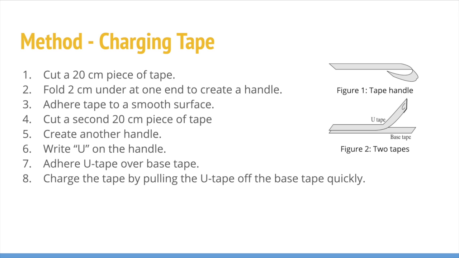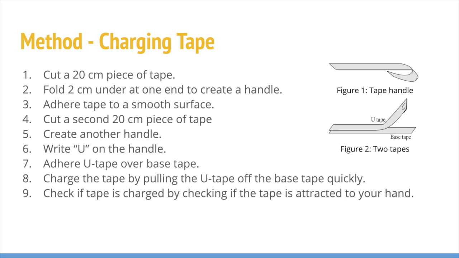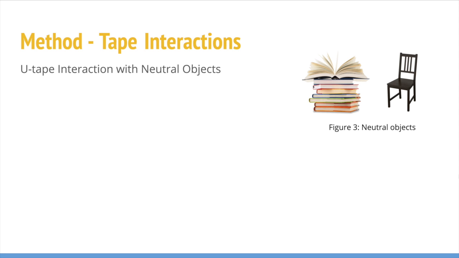Charging the tape is done by pulling the U-tape quickly off the base tape in order to transfer the charge. Check if the tape is charged by holding up the tape and seeing if it is attracted to your hand. After learning how to charge a piece of tape, I then did tape interactions.